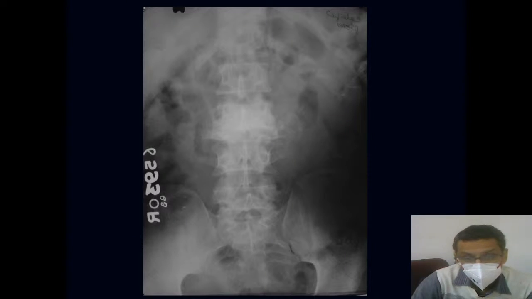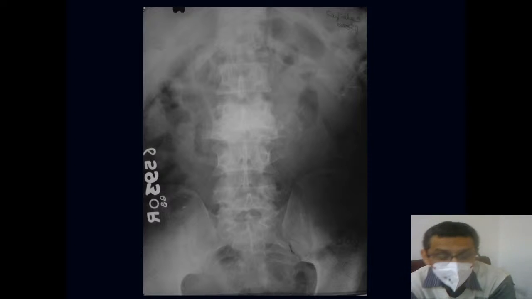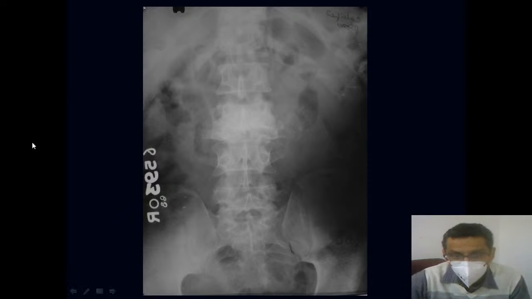Just the last 2 minutes. Once you have seen all this, never forget to look at the bones. There are bones also which are present in the X-ray abdomen. Once you've seen the normal structures, the soft tissue structures, looking for any calcifications, any other densities, extraluminal air, then look at the bone.